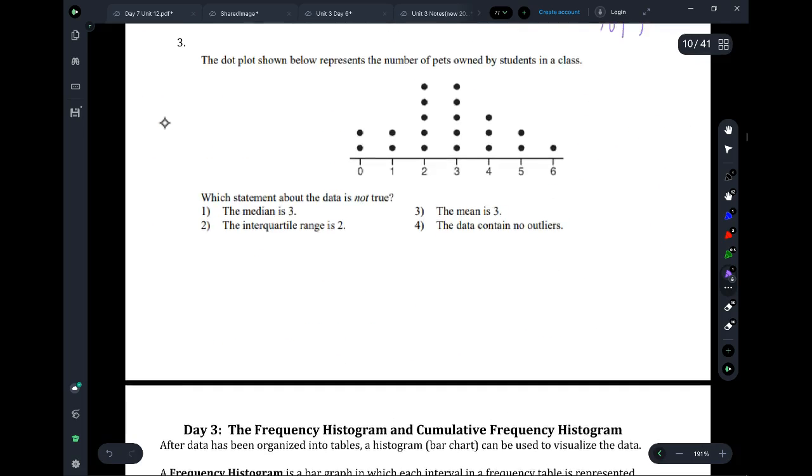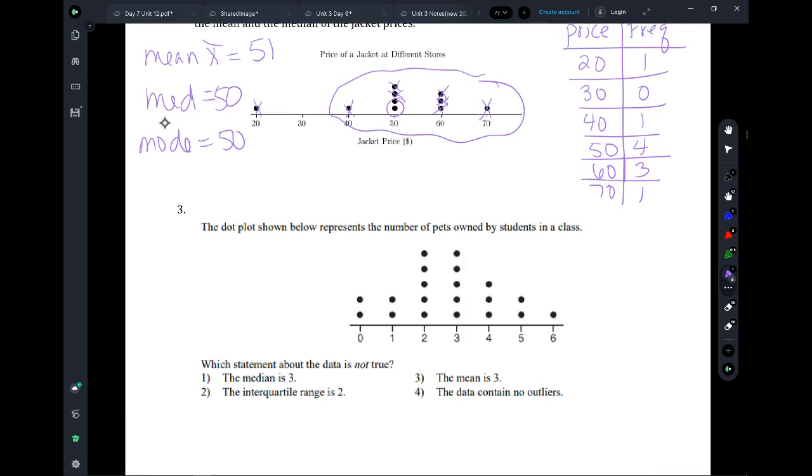All right, last example of our notes for today. The dot plot shown below represents the number of pets owned by students in a class. Which statement is not true? We are going to try and figure out the median, the mean, the interquartile range, and if there are outliers. We learned how to calculate for outliers yesterday, but I don't have to waste my time doing that calculation right now. There are definitely no outliers. That is true.